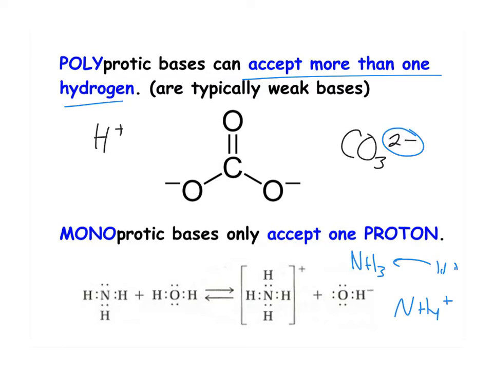And sometimes maybe something like H2PO4-, this is polyprotic as an acid because it can give up 2 hydrogens, but it is monoprotic as a base because it can only accept 1.